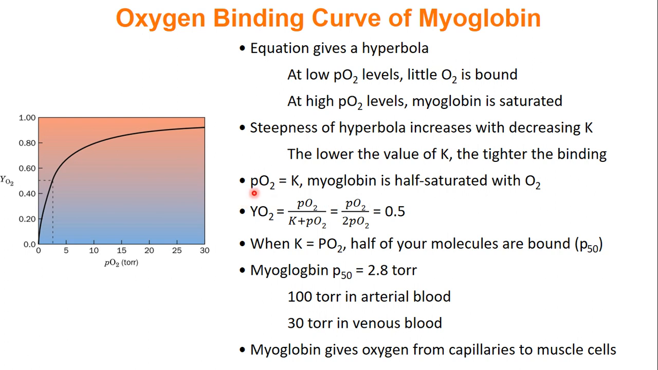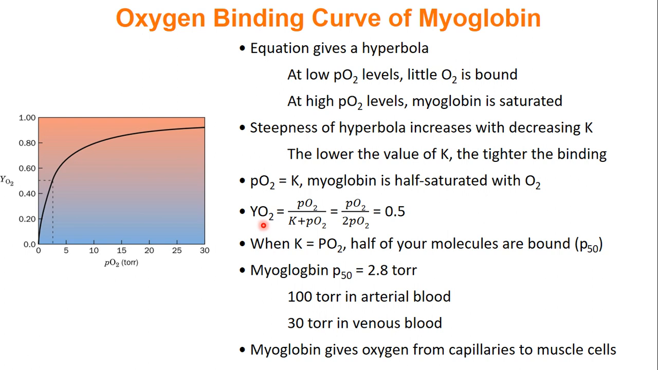Now, when our PO2 equals our K, we say myoglobin is half saturated. So if we have a curve like this, what we want to do is find where fractional saturation is 0.5. We go to our curve and then drop straight down. Whatever our pressure of O2 is at that point, whatever number we read right here, that's what our dissociation constant is.